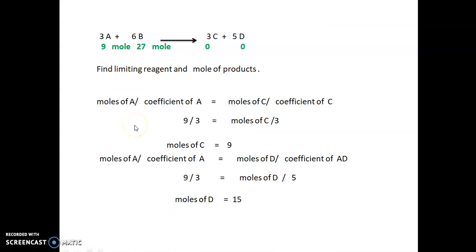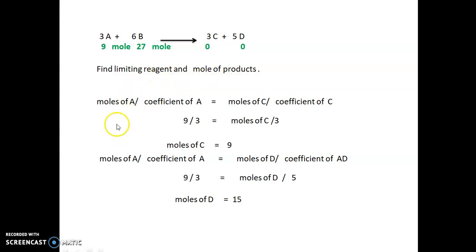So now we see one more example, but some different things are there. So again the same example is there: 3A plus 6B gives 3C plus 5D. So A has 9 moles and B has 27 moles. C has 0 mole and D has 0 mole. A has coefficient 3, B has 6, C has 3 and D has 5. So find the limiting reagent and moles of the products. Here instead of excess reagent they ask to find moles of the product. So it is very easy.